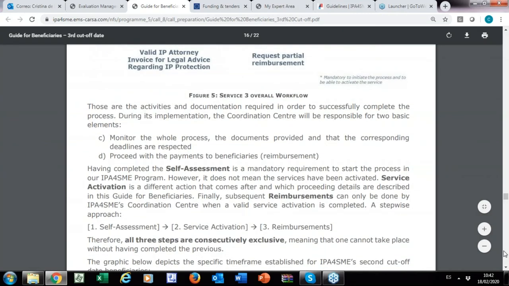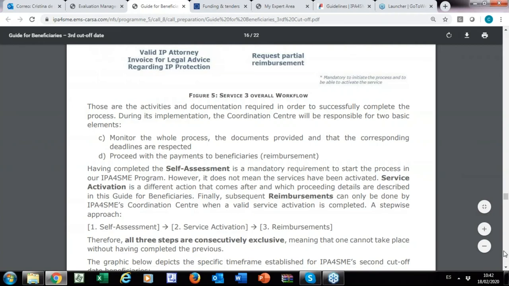So within this scope, as coordination center, we will be responsible for two basic elements: to monitor the whole process, the documents that you provide, and that the deadlines are respected, that you activate the service within the time frame we established, which is 4 months, and also to proceed with the payments to you.